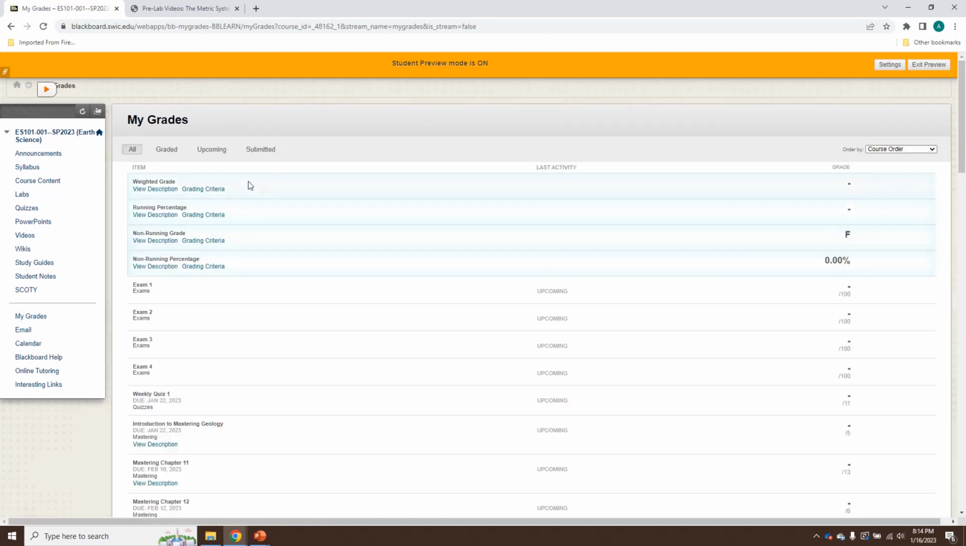So in My Grades, at the top you will have 4 weighted columns. You will have weighted grade, and there is a description for each of these and grading criteria. And running percentage. Weighted grade and running percentage match each other.